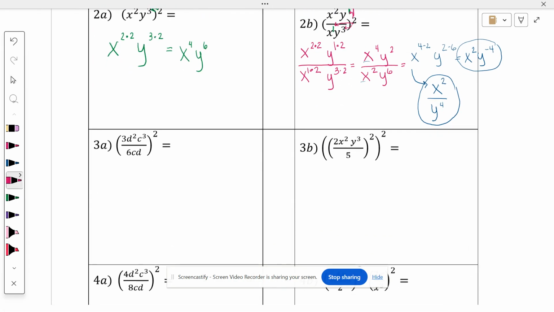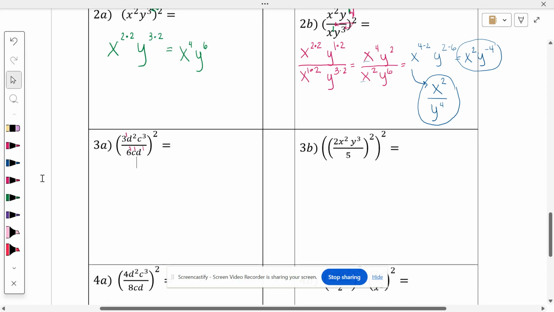So here I have 3d squared c cubed over 6cd, all raised to the power of 2. So here's the first time that we actually have some coefficients. Even the coefficients, not just the variable terms, are to the power of 1. So I'm distributing this 2 into every single exponent. So I'm going to rewrite it first.